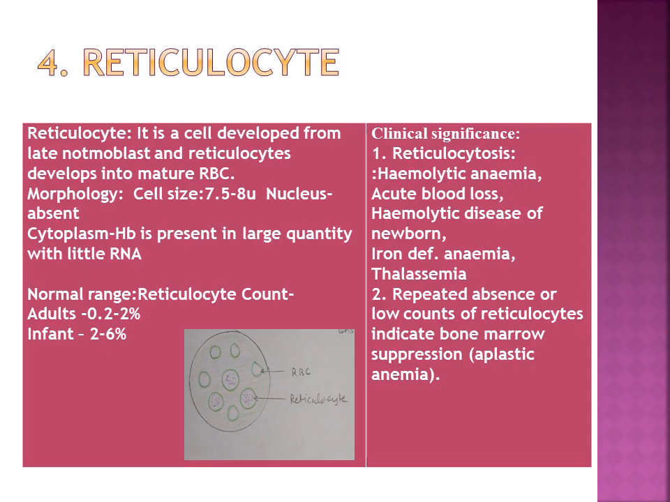Reticulocyte, it is an immature RBC which is developed from the late normoblast, and then it continues to develop into the RBCs. So the cell size is around 7.5 to 8 micron, nucleus absent, but cytoplasm contains hemoglobin in large quantity with little RNA, ribonucleic acid. Normal range of reticulocyte in adults is 0.2 to 2%, in infants it is 2 to 6%. Reticulocyte count increase is called as reticulocytosis. It is seen in hemolytic anemia, acute blood loss, hemolytic disease of newborn, thalassemia, iron deficiency anemia. And absence or low count of reticulocytes is seen in bone marrow suppression, that is aplastic anemia.